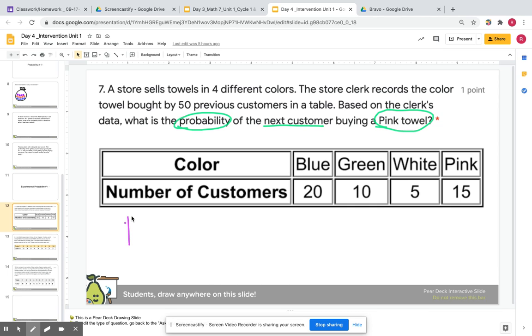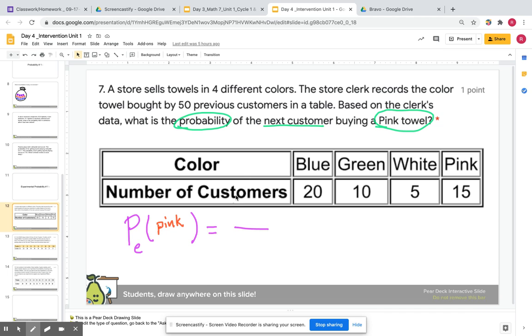We write the letter P with a little e because this is technically based on data that was collected, but we want to distinguish it from regular probability in case we ever need to compare them. So P little e, parentheses, is equal to a fraction. Same idea. But what goes in the middle? We're looking for the probability of the color pink, so the word pink goes inside here.